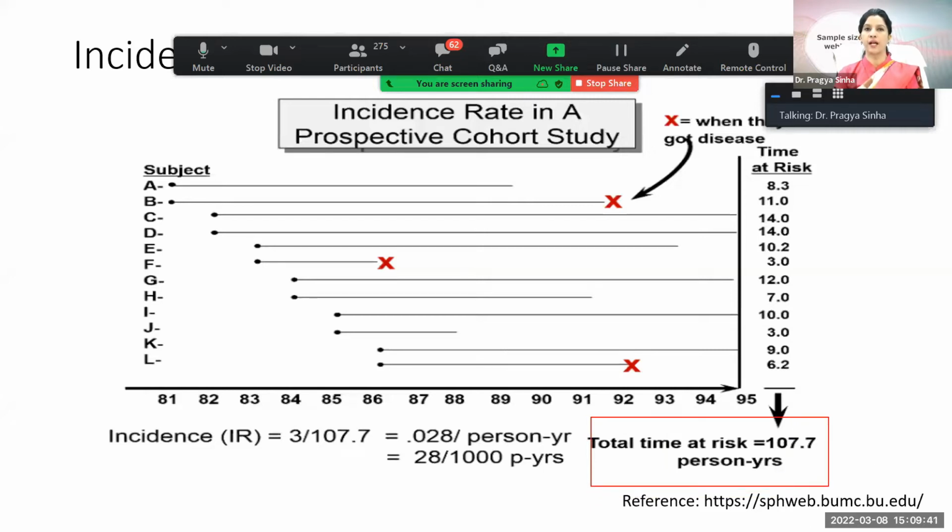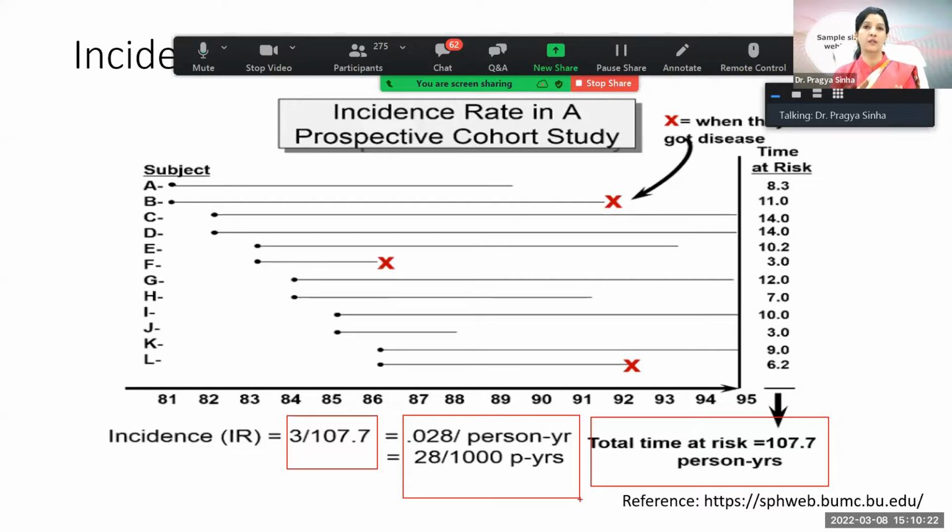If you divide this, for the incident rate, in the numerator we have the number of outcomes, which is 3. And in the denominator, you have the person years, which in this case is a total of 107.7. So the incident rate is 0.028. Since this is fractional, you make it a whole number, because 0.028 doesn't make any sense. That's why you say that the incident rate is 28 per 1,000 person years. So this is the calculation of an incident rate.